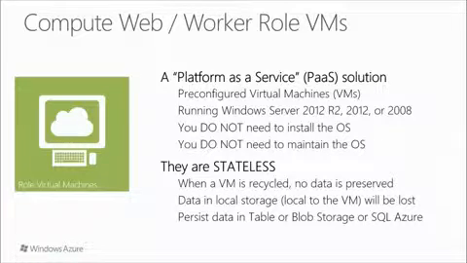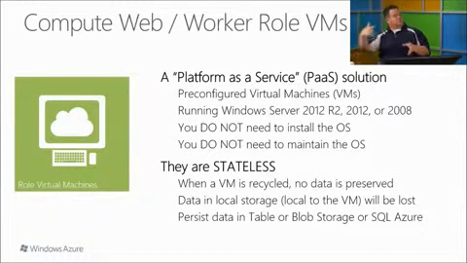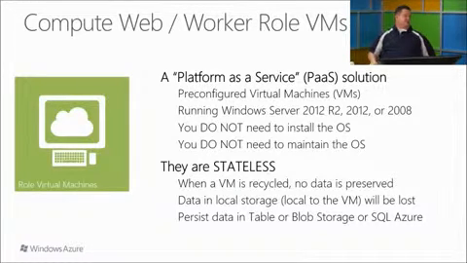Or heck, what about this? We don't have Linux web and worker role VMs. But what if you wanted to have an Apache web server? You didn't want IIS. Well, why do I need IIS at all? I want Apache. So I'll take a worker role, script the install of Apache at role startup time, and now I've got an Apache server running in a cloud service, right? So pretty cool.